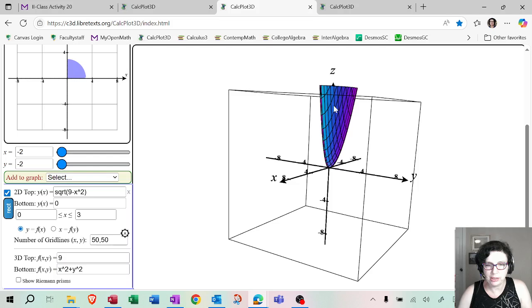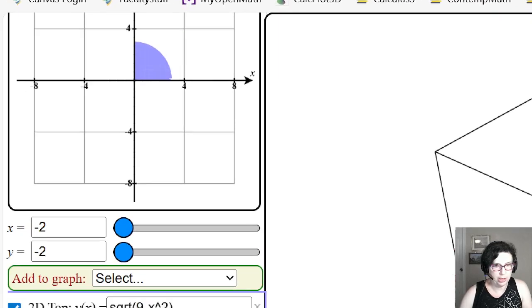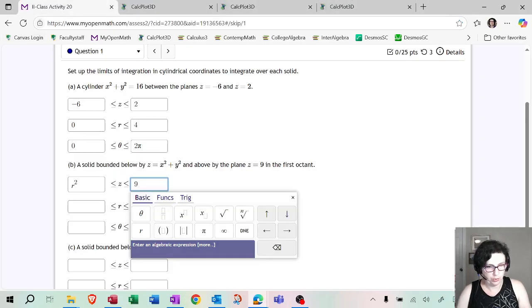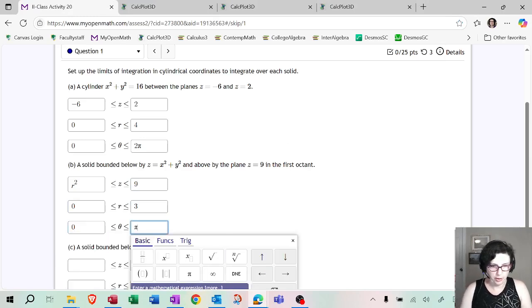But how do we know what is the radius of the circle? So if you think about where these two surfaces intersect, where 9 and x squared plus y squared equal each other, that's the same thing as saying r squared equals 9, or r equals 3. And you can see this on the picture over here, that the radius of the circle is 3. So if you fix a theta, your r will go from 0 to 3, and theta would go from 0 to pi over 2. Okay, so let's go ahead and put that. So r is from 0 to 3, and theta is 0 to pi over 2.